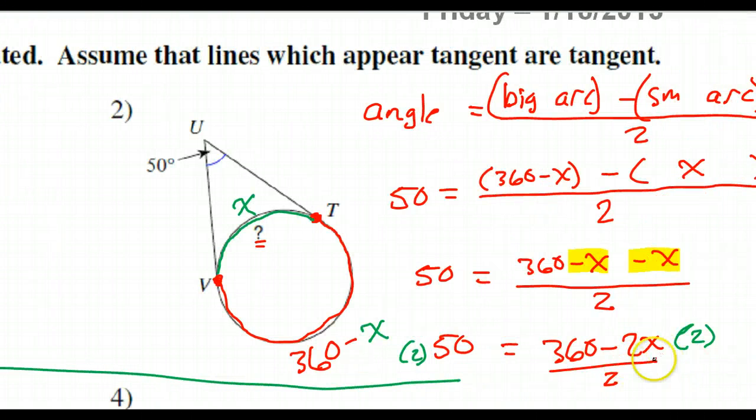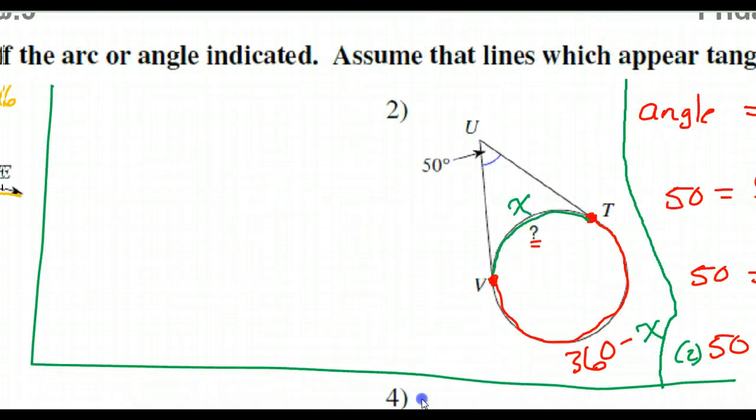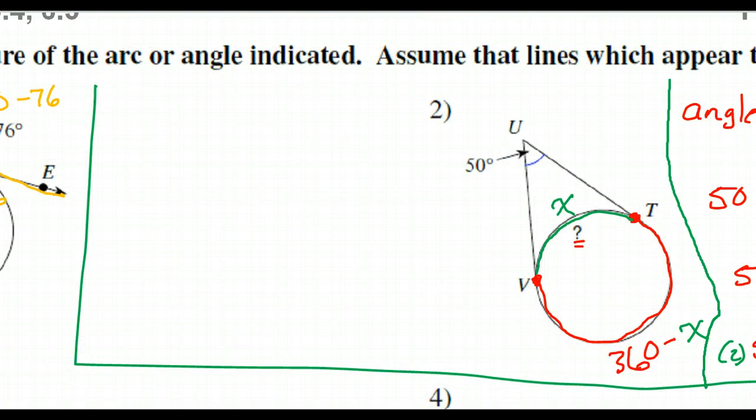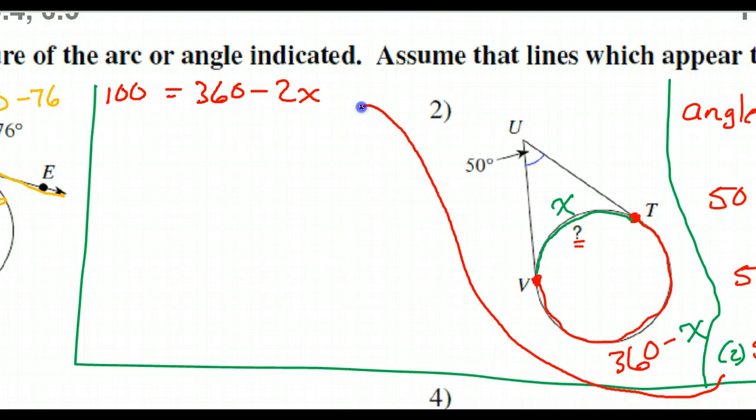So I'm multiplying by 2 on both sides. These 2's cancel each other out. That's going to give me 100. Let me just quarantine this also. That's going to give me 100 equals 360 minus 2x. So let's put that over here. 100 equals 360 minus 2x. Maybe I better put an arrow.